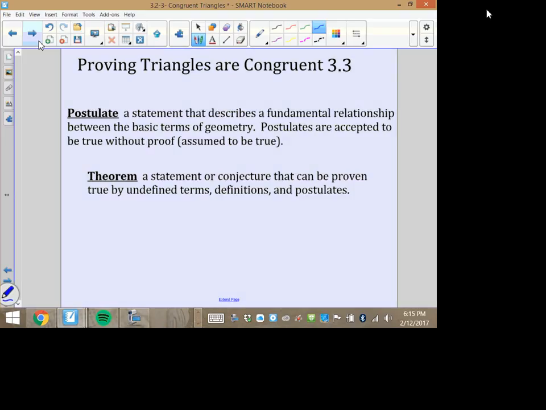A postulate is a statement that describes a fundamental relationship between the basic terms of geometry. Postulates are accepted to be true without proof, so they're assumed to be true. A theorem is a statement or conjecture that can be proven true by undefined terms, definitions, and postulates. So take note of those definitions.